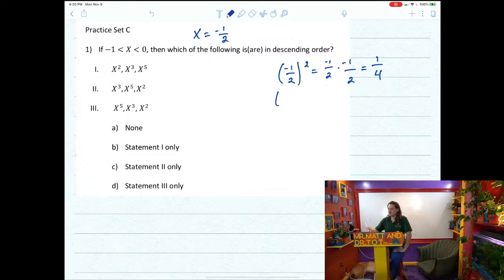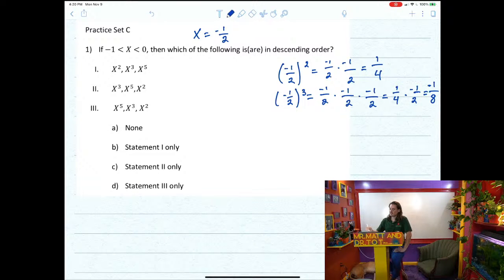If we had negative 1 half cubed, however, that's going to be negative 1 half times negative 1 half times negative 1 half. So the first two values would turn into the positive 1/4 that we found before. However, then we have one more negative 1 half to multiply by. So that's going to turn into negative 1/8.